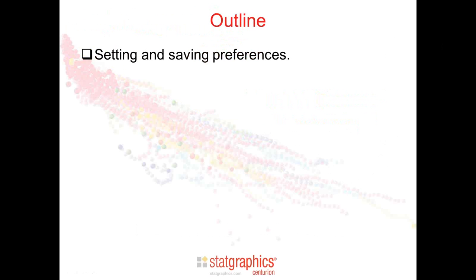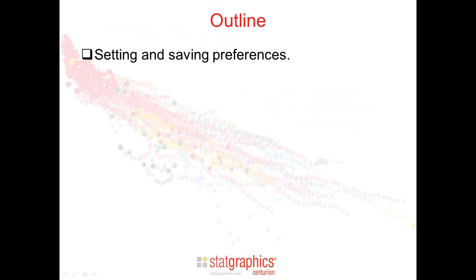The first topic will have to do with setting and saving system preferences. One thing you may have noticed about Statgraphics is that there are a lot of default settings that apply as you generate a graph or run a statistical procedure. We've taken the philosophy that we'd like to be able to generate output quickly and easily. So we don't ask you for axis scalings, we don't ask you for line types and colors. We basically just throw a graph up on the screen with certain defaults.